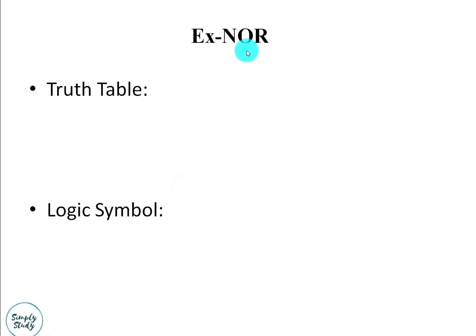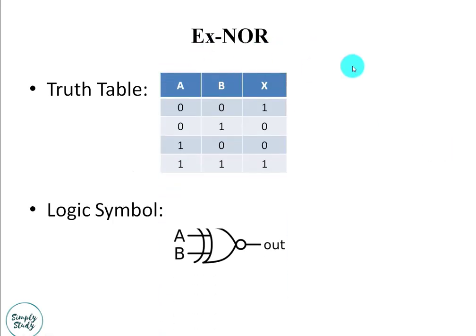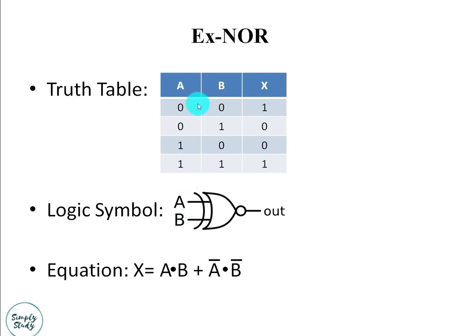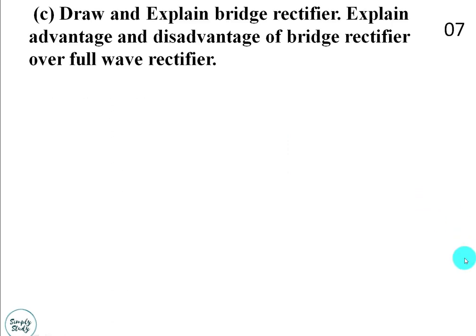The exclusive NOR gate is a combination of the exclusive OR gate and the NOT gate, but has a truth table similar to the standard NOR gate, in which the output is normally at logic level 1 and goes low to logic level 0 when any of its inputs are at logic level 1. However, an output of 1 is only obtained if both of its inputs are at the same logic level, either binary 1 or 0. Let's move on to the next question.